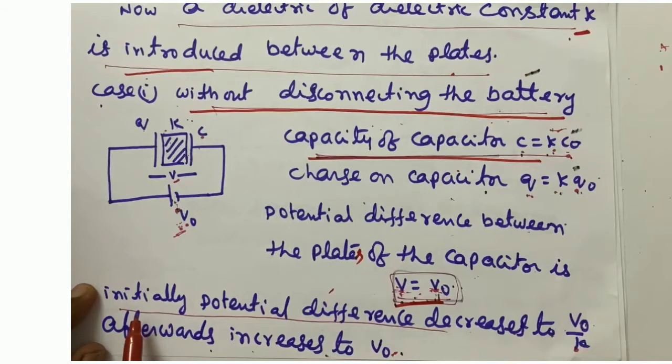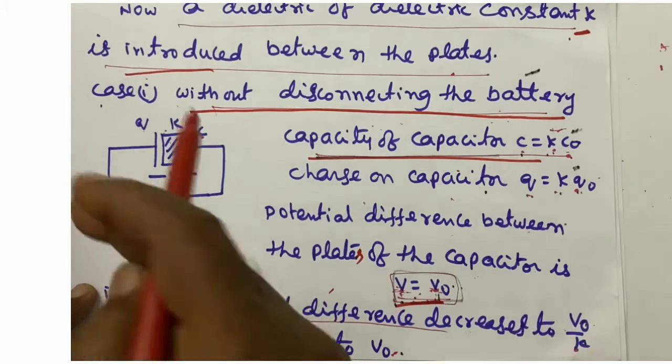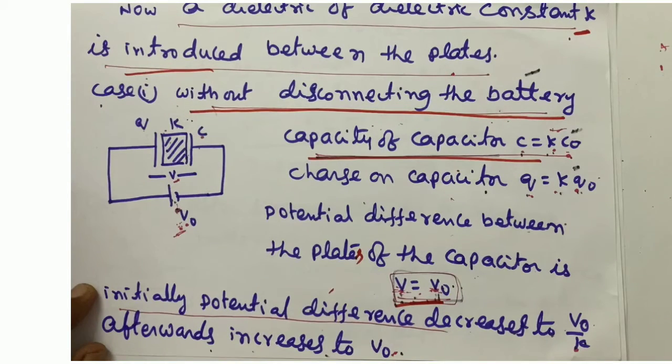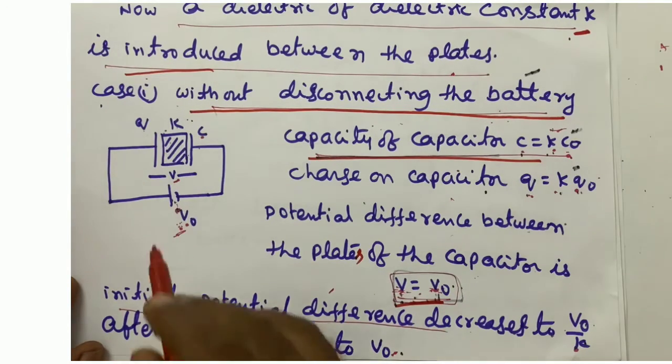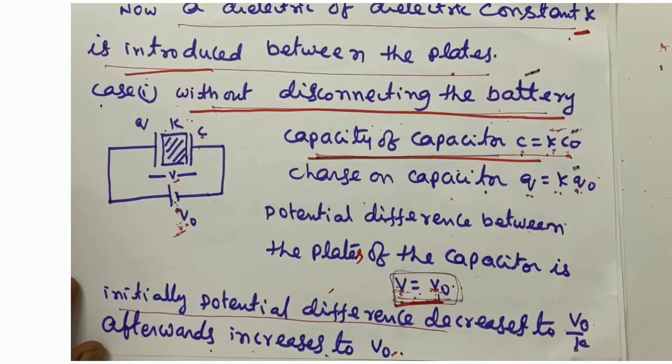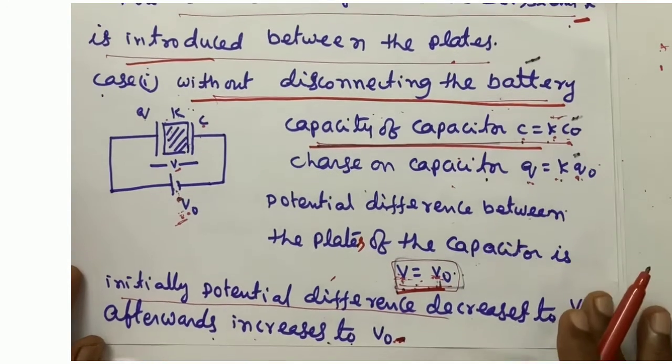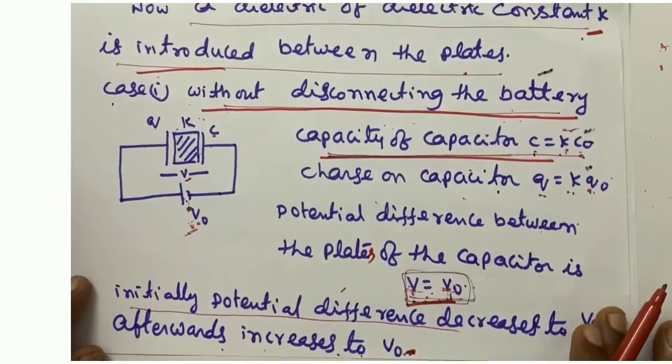Actually, what happens? Initially, potential difference decreases to V0 by K after inserting the dielectric between the plates. Afterwards, the battery supplies additional charge, so potential difference increases back to V0.